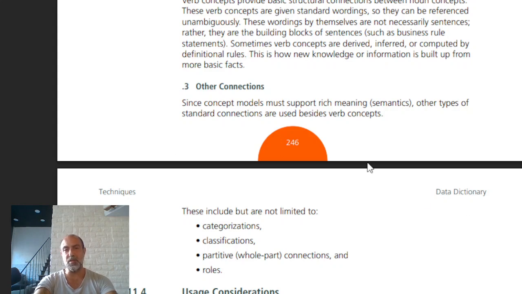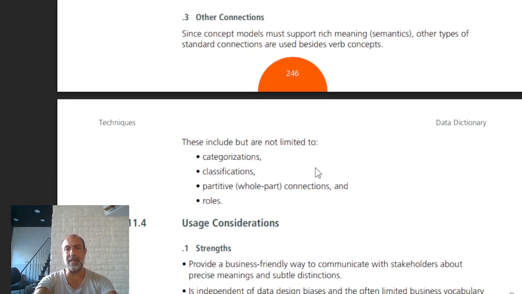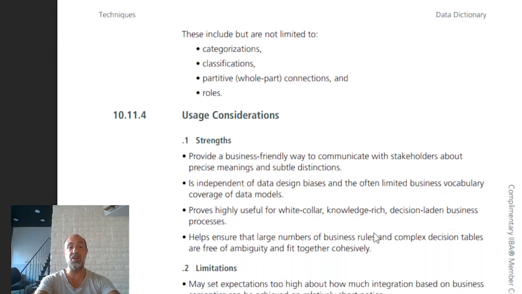Since concept models must support rich meaning, other types of standard connections are used: categorizations, classifications, partitive whole-part connections, and roles. Right, so like there's the kitchen, but there's also the kitchen where the chefs kind of live, and the kitchen where the waiter lives, because they have to go into the kitchen and get something and go on. There's a kitchen where the people that are cleaning the dishes live. And so each one of these is kind of like a separate category, and the connections between them are noun and verb concepts.